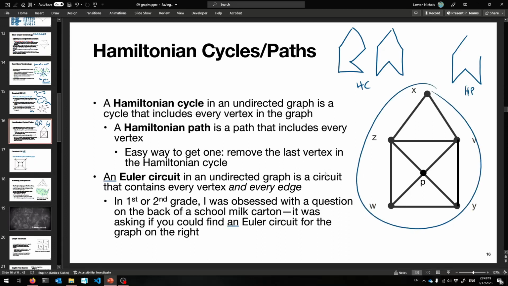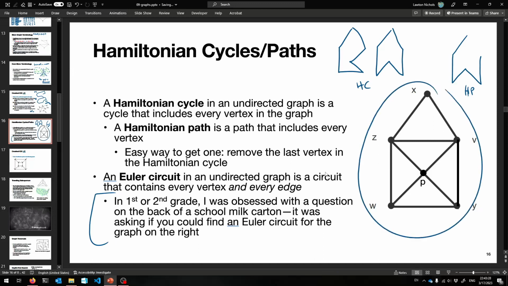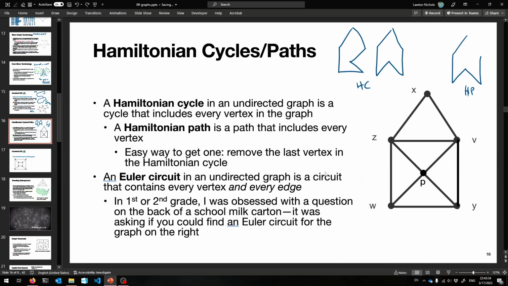And I chose this graph as an example because actually, when I was in like elementary school, like first or second grade, there was this picture on the back of a milk carton, and it was asking in first grade terms if you could find an Euler circuit. Can you draw this thing without revisiting every place? Like I just messed up, for example, there. But there is totally a way, and if I think about it long enough, I'll probably find it. It's something like, dude. No, that would have caused me to reuse that one.